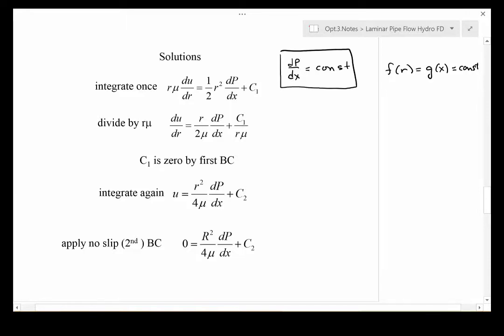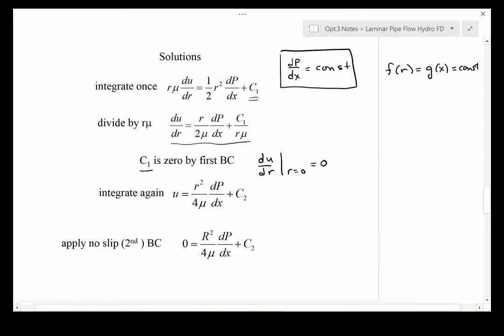We can integrate dp dx with respect to r, and that's how we get this. We integrate the r on that side, and we get r squared over 2, and a constant of integration. We divide through by r mu. Because du dr at r equal to 0 is equal to 0, our symmetry condition, C1 is 0. We integrate this again, and we get r squared over 4 mu dp dx plus C2.